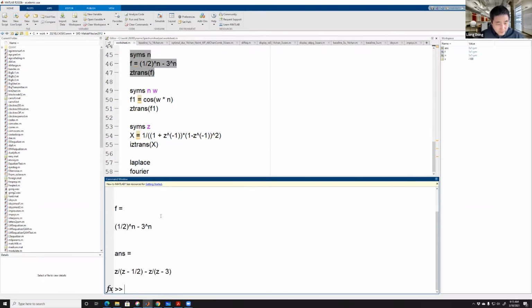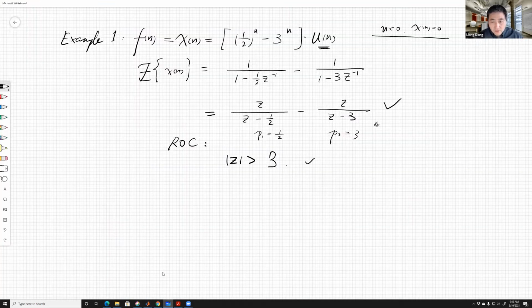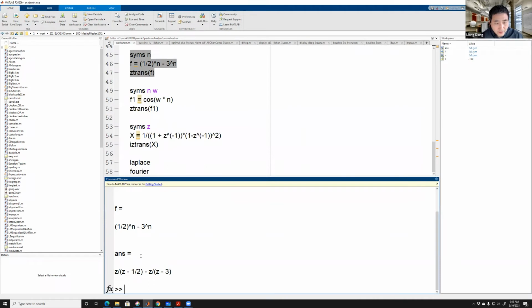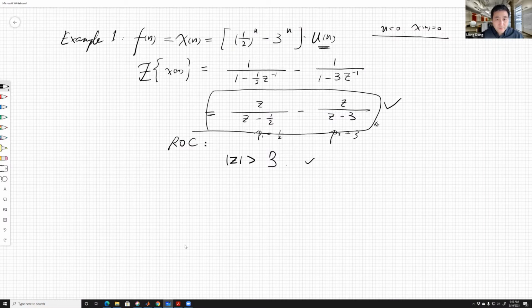Okay, so there we go. It gave me f in a symbolic format. You just write out this function. The answer is the Z transform: Z over Z subtract half, subtract Z over Z subtract 3. That's exactly what we have here, as a function of Z. These steps are exactly what we have in Matlab. So very nicely we can verify that in Matlab using symbolic form, ztrans. Okay. All right.